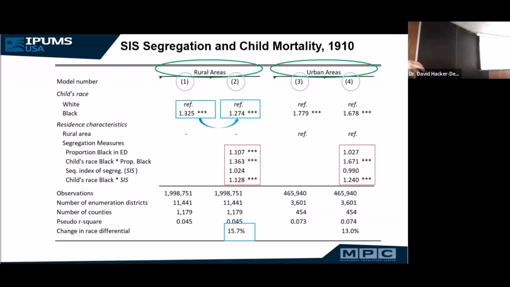Looking at this unexplained race differential in mortality. Once we add the segregation variables to the model, we see a reduction of about 15% in the size of that coefficient. So we are helping to explain some, not most or not all, but some significant proportion of that discrepancy between white and Black mortality. And here, about 13% in the urban models. Questions about that? That's a lot of coefficients in a short period of time.